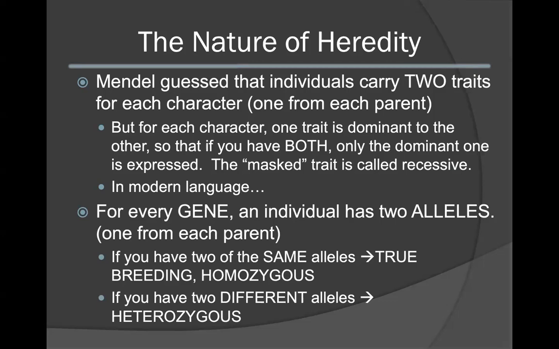We can translate that to understand that every single gene present within an individual has 2 alleles for that gene, one from each parent. For humans, that would mean that we carry a gene, and one of those alleles that represent that gene would have originated from our mother, and the other would have originated from our father. If you have 2 of the same alleles, you would be considered homozygous or true breeding, and if you have 2 different alleles, you would be considered heterozygous or a hybrid.